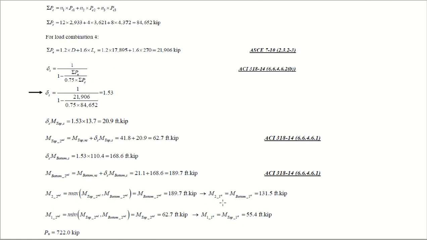So M2 for first order is equal to M bottom first order, which was 131.5 feet kip. And similarly for the minimum, you got the top one as the minimum, and for the first order the top one was 55.4 feet kip. So this is the difference in first order and second order moments. PU is equal to 722 kips.